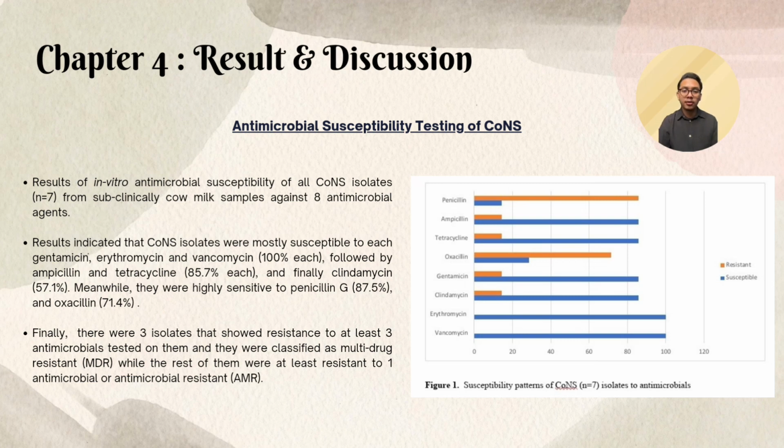The results indicate that CoNS isolates were most susceptible to gentamicin, erythromycin, and vancomycin, followed by ampicillin and tetracycline, and finally clindamycin. Meanwhile, they were highly resistant to penicillin and oxacillin. The CoNS isolates were the most resistant to penicillin, which was in agreement with previous studies in China, in which resistance to penicillin was the highest, followed by oxacillin in CoNS.